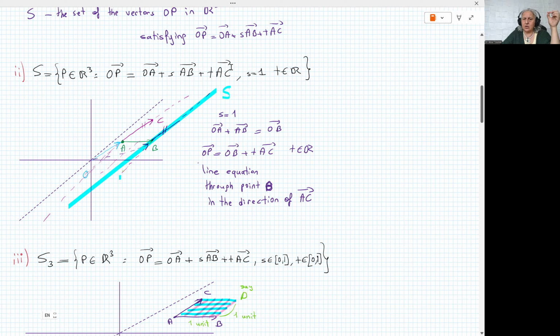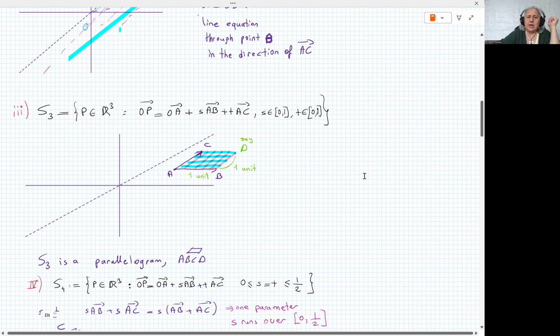And in the direction of the direction vector will be AC. So AC is this one. In the direction of AC could be anything parallel but passing through the B. So this S here, the yellow line here, is our S in that moment. So the line equation through the point B in the direction of AC is the answer for this part of the question.